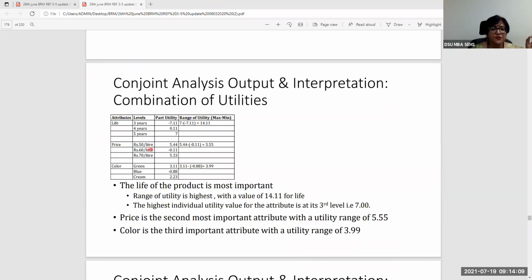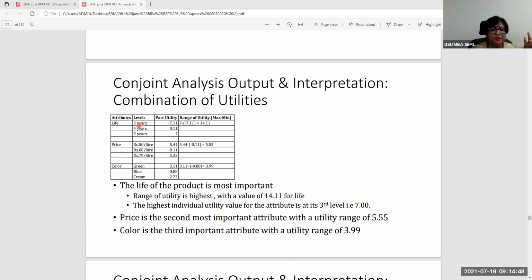So certain preferences for 3 levels of life of the products, a product which will survive for 3 years, 4 years, and 5 years, price level of 50 rupees per liter, 60 rupees per liter, and 70 rupees per liter. Color could be green, blue, cream color, right? So we are talking about 3 levels of life characteristics, 3 levels of price, 3 types of colors. And the part utility is mentioned in points. Anything which has got a negative point means that the customer is not really preferring that. Anything which is 0 and above, that is positive, will have a positive indication, that is a liking.